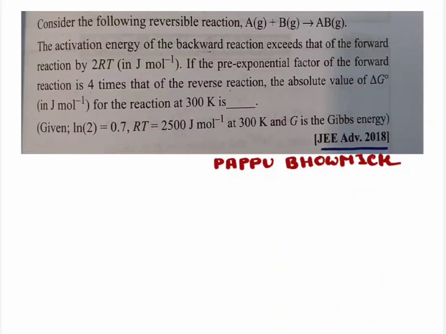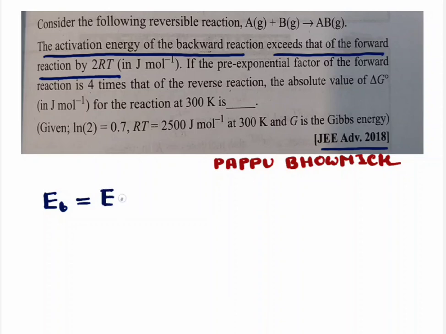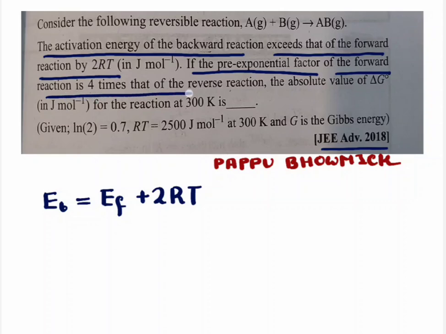JEE Advanced 2018 question. The question is: the activation energy of the backward reaction exceeds that of the forward reaction by 2RT. So according to the question, we can write backward reaction equals forward reaction plus 2RT, right? Then the pre-exponential factor of the forward reaction is 4 times that of the reverse reaction. Pre-exponential factor. Okay.